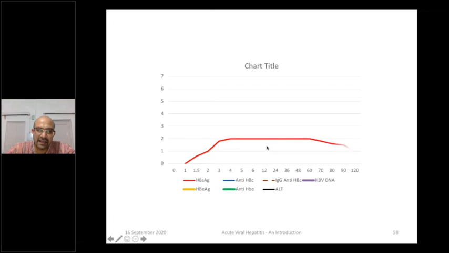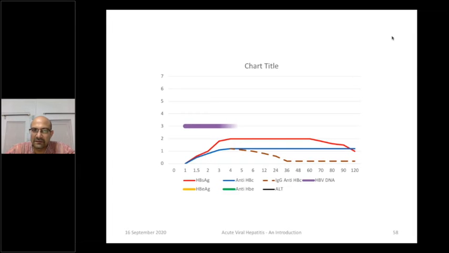What happens to the anti-HB core antibodies? Now they behave normally, and the anti-HB core antibodies appear at their own scheduled time, and then they would not disappear, they would stay for the rest of the person's life.